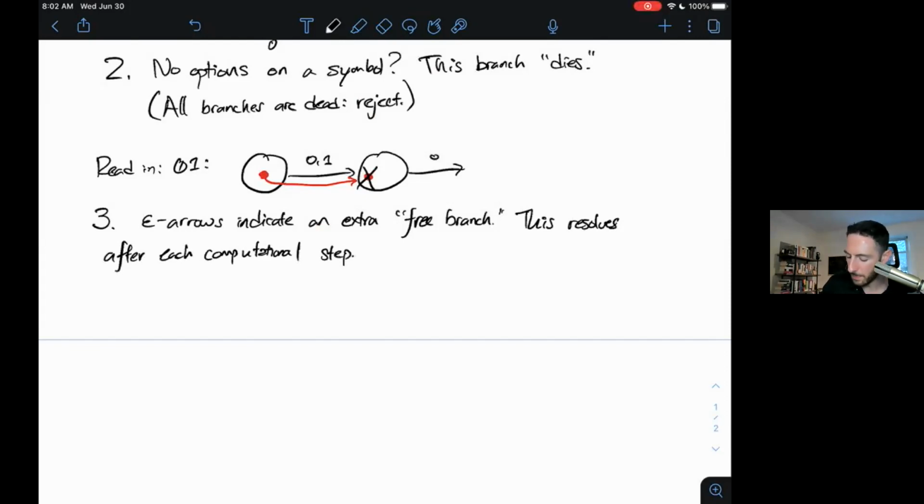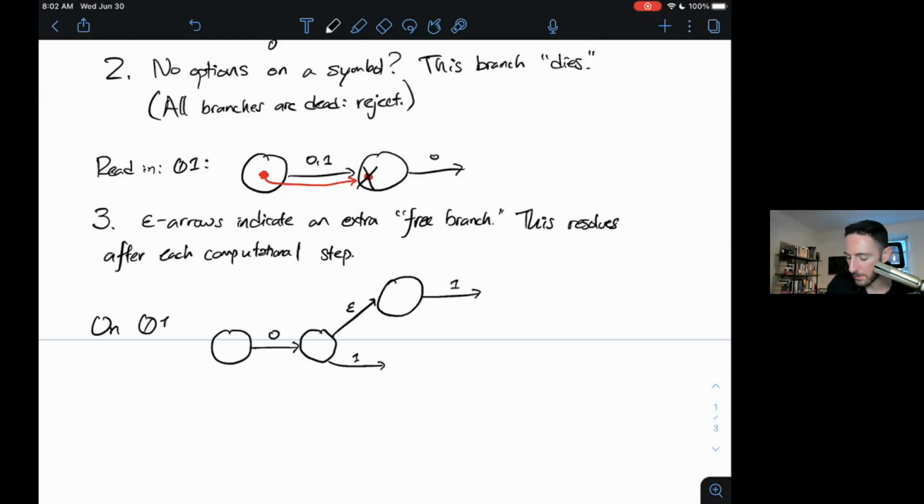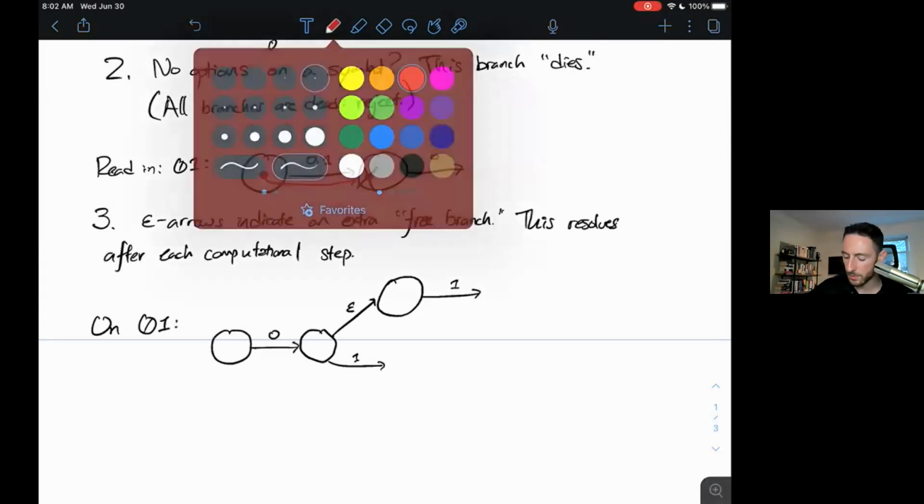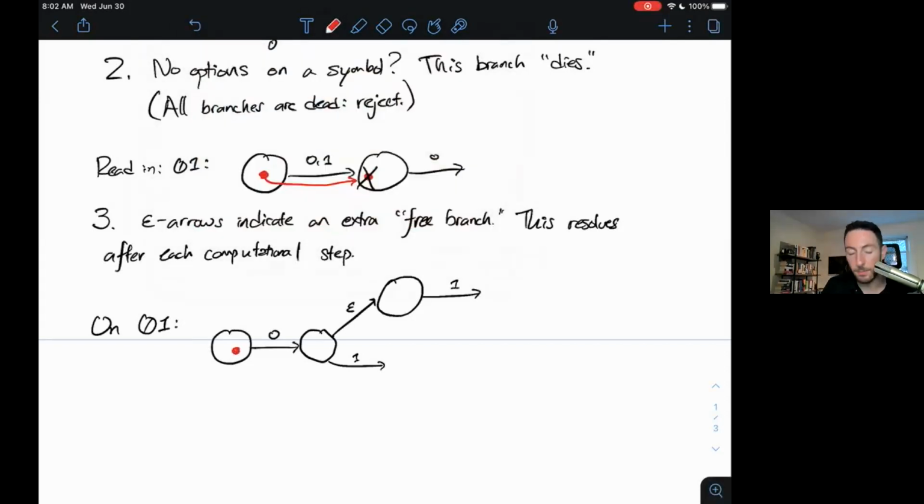So, for example, add an epsilon edge. And consider what would happen here on the input string 0, 1. So we'll track it through. Our 0 is very predictable, just like before. We take our 0 edge, we move to this state.